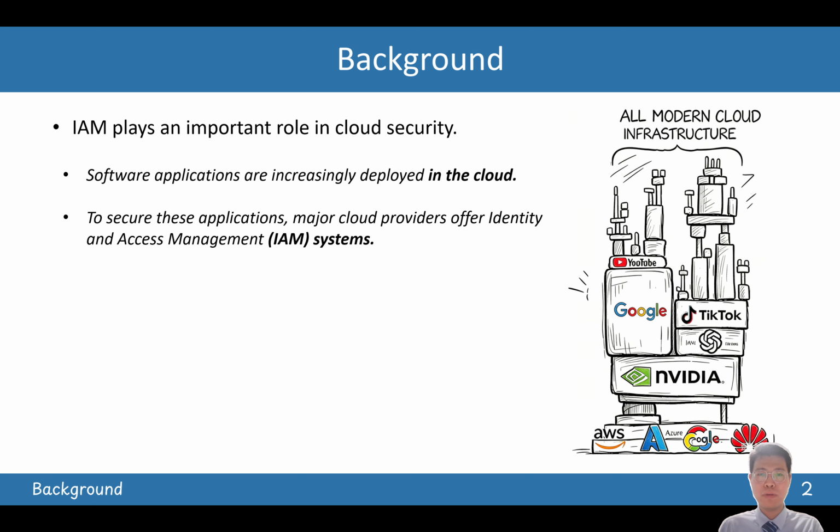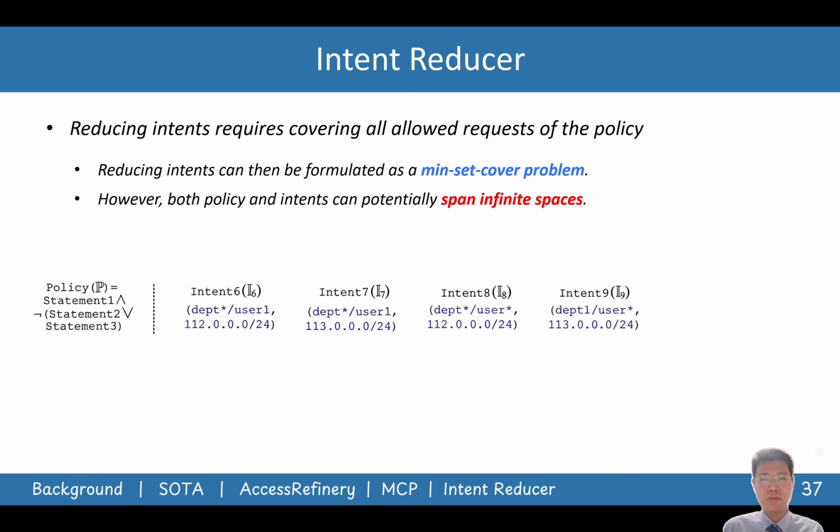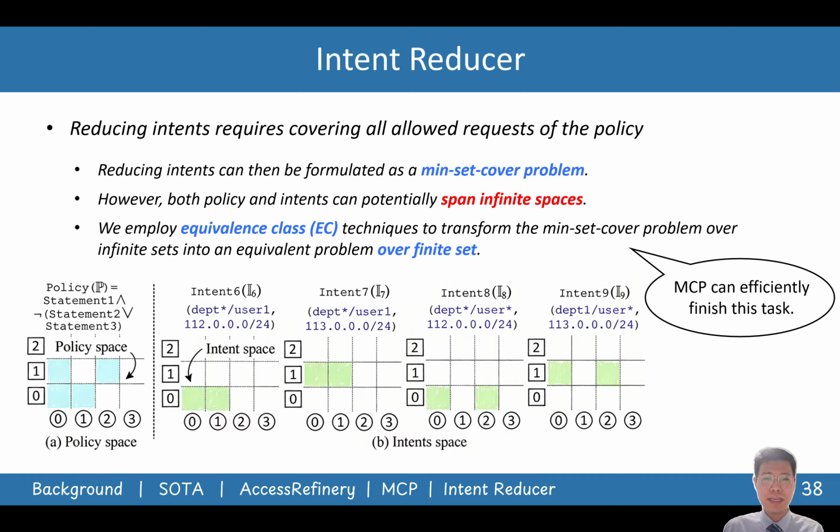After mining the intents, we aim to remove redundant intents while ensuring that the remaining intents still cover the original policy. This naturally leads to a minimum set cover problem. However, both policies and the intent represent infinite spaces. Therefore, how can we solve the minimum set cover problem over an infinite space? We employ equivalence class techniques to transform the min set cover problem over infinite sets into an equivalent problem over finite sets. The partitioning of intents and policies into equivalence classes can be efficiently performed using our MCP.